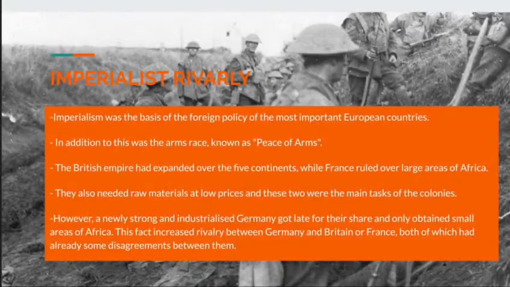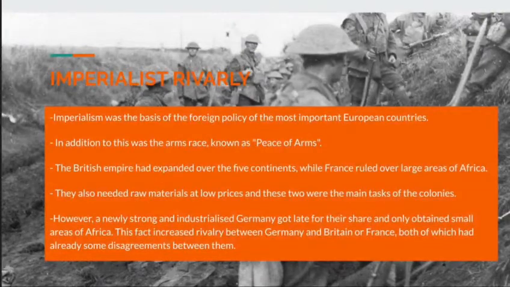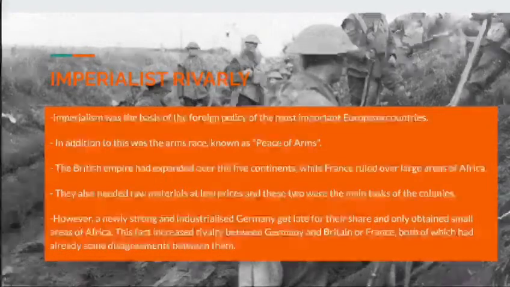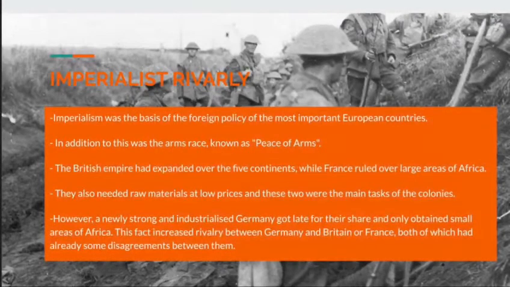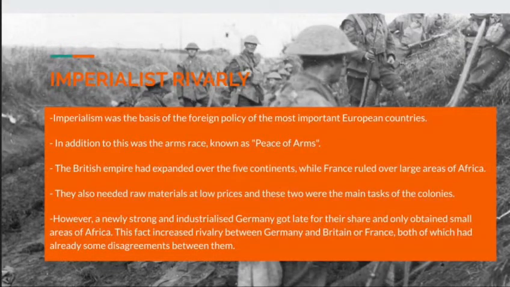Imperialist rivalry. Imperialism was the basis of the foreign policy of the most important European countries, believing that the higher nations should dominate the lower, which would provoke international rivalries and a fragile and unstable scenario. In addition to this was the arms race, known as Peace of Arms.